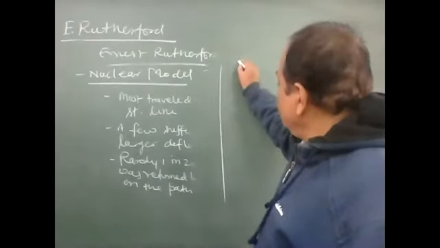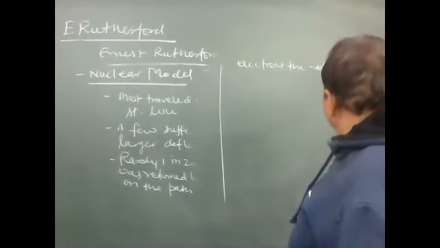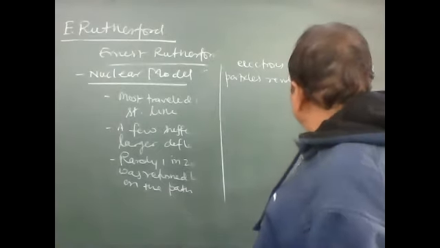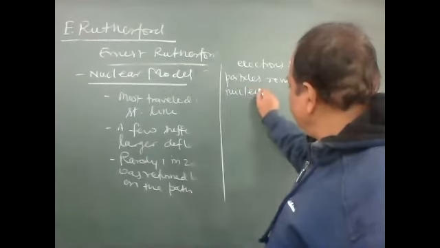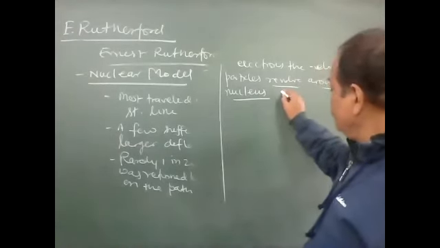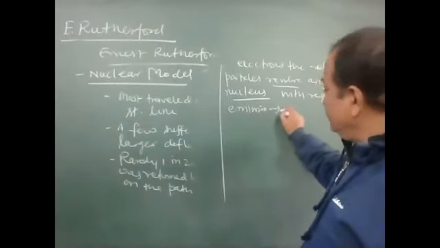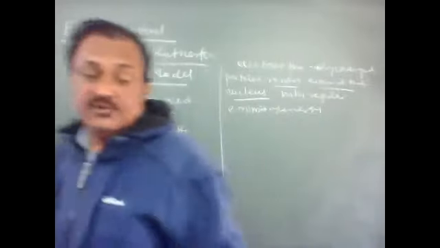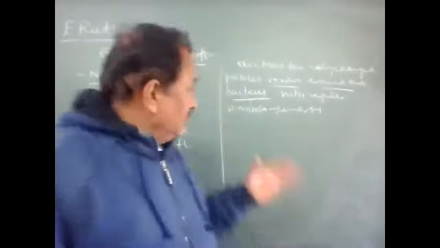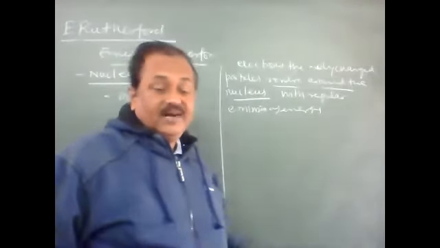So he said that electrons, the negatively charged particles, revolve around the nucleus with regular emission of energy. So he said that electrons revolve around the nucleus in a circular path with regular emission of energy. So that proved to be the main reason behind the failure or unsuccessfulness of his model.